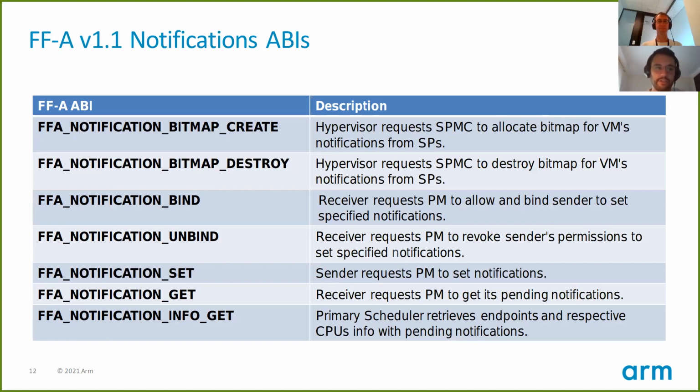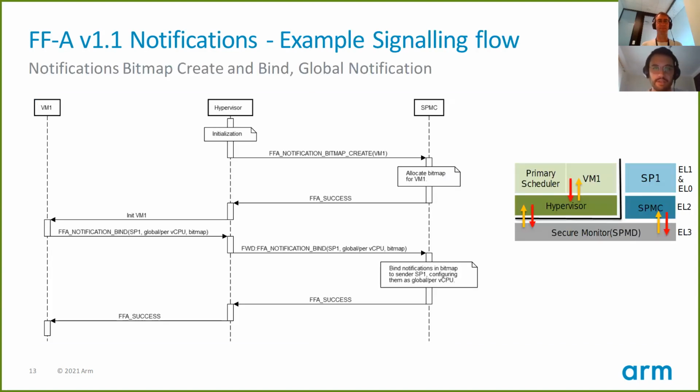Then we have FFA notification set, which is intended to be used by the sender to set notifications for a receiver. Then we have FFA notification get, which is intended to be used by the receiver to retrieve any pending notifications, and FFA notification info get, which is intended to be used by the primary scheduler to obtain a list of the FFA endpoints with pending notifications. Let's now have a look at a set of flow charts.